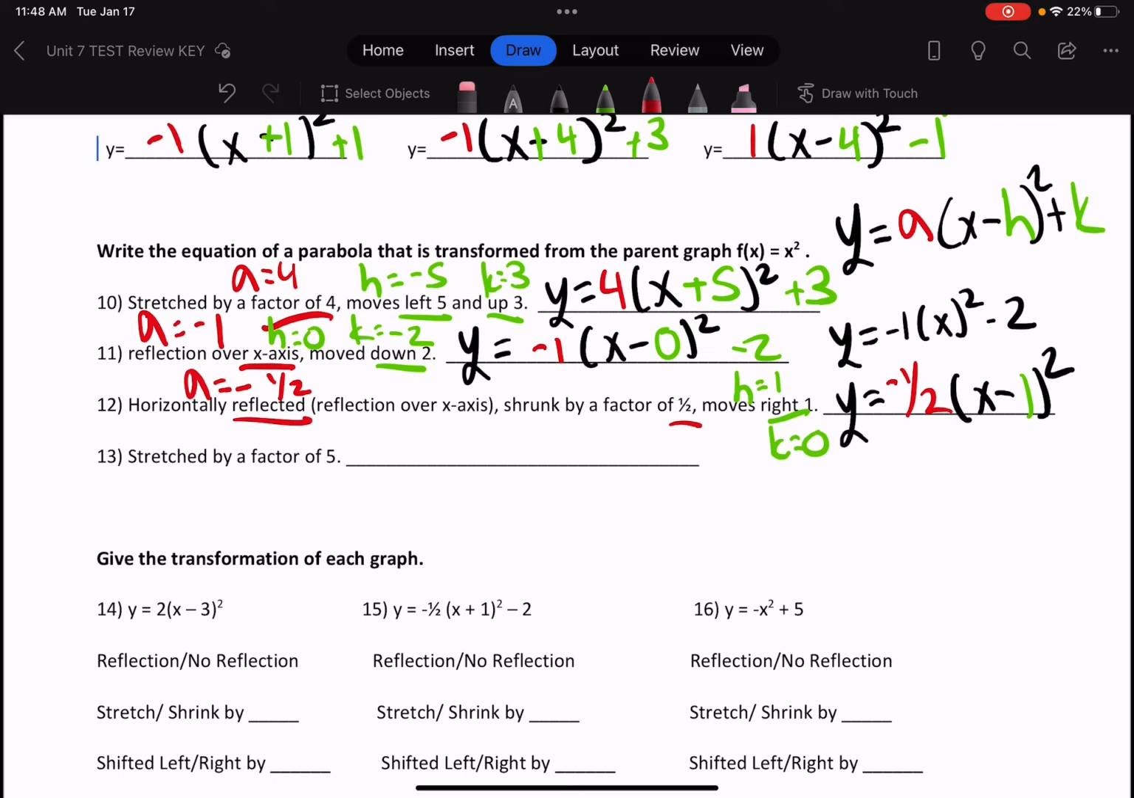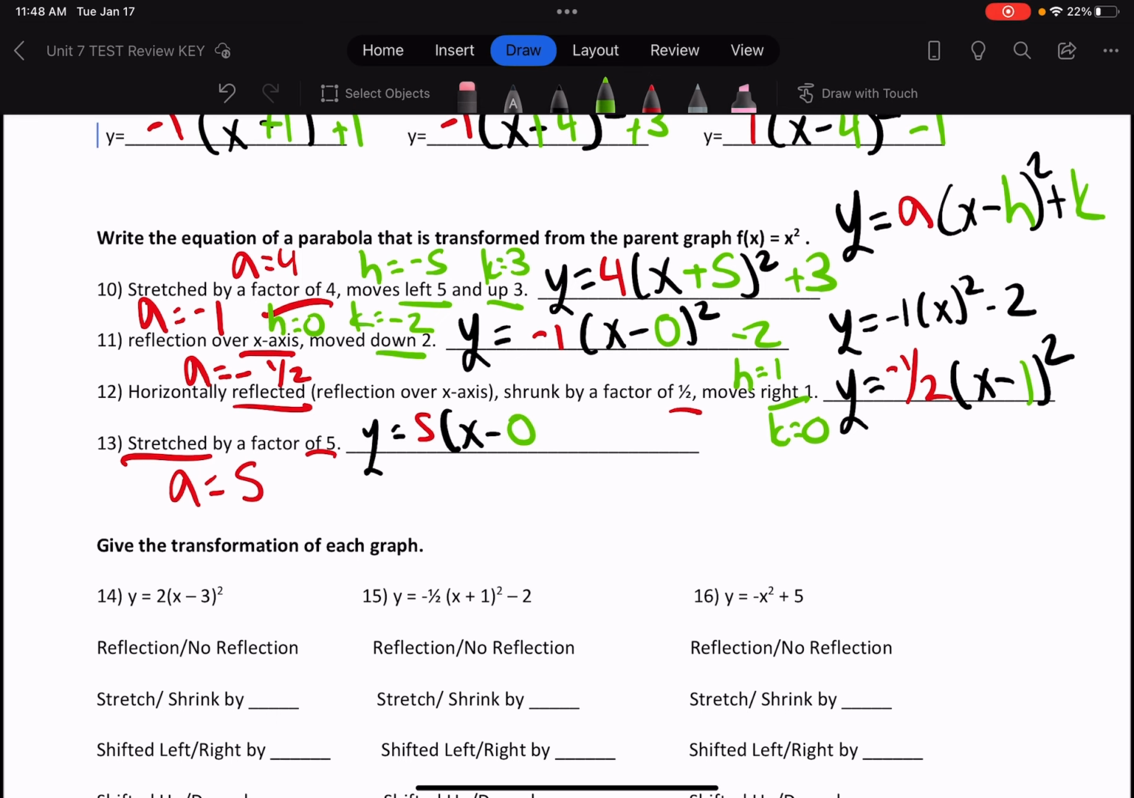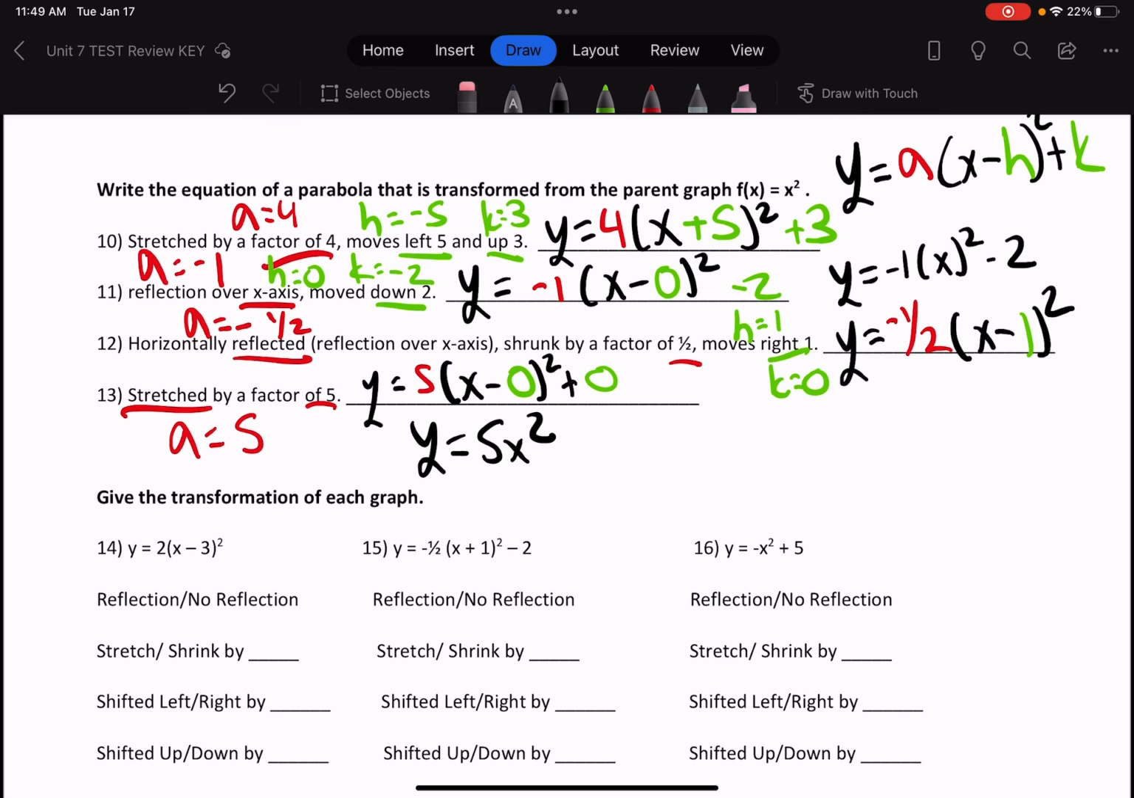Number 13, the only transformation I've given you for number 13 is that it's stretched by a factor of 5. So my a value equals 5. I don't have any shift horizontally or vertically. So I could say y equals 5 multiplied by (x minus 0) squared plus 0, but it'd be kind of silly to write all those zeros, so I could simplify this to just y equals 5x squared. Both ways would work. All right, guys, in the next section, we're given these functions, now you guys have to help me find the transformations.